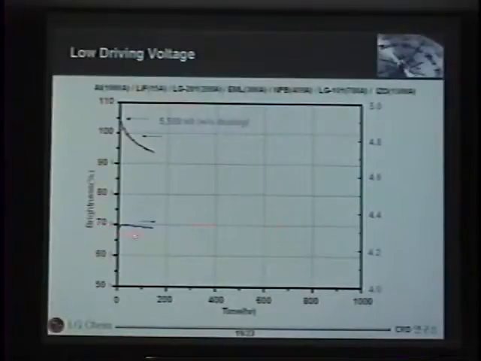Even after hundreds of operation hours. So by using this device, at least for the green device, you can get the light output enhancement, and still maintain the low driving voltage and good lifetime. It means if you can use this device, the cathode is at the bottom there.